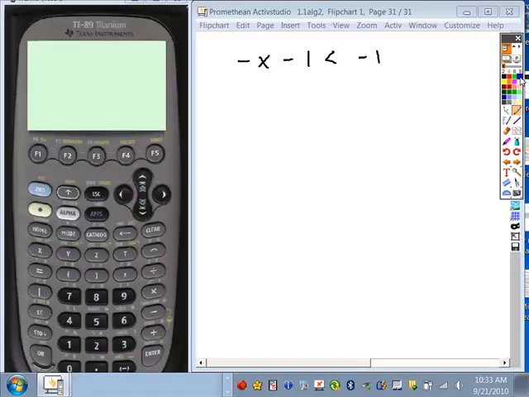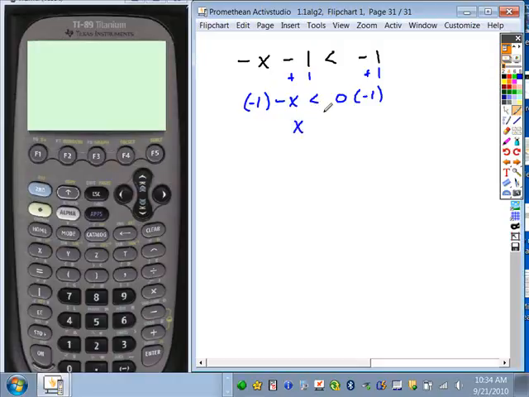All right, so if you're solving this inequality, what are you going to do first? Add 1 to both sides. We get -x is less than 0. And now to get x completely alone, what do we need to do? Right. Okay, so if you multiply or divide by a -1, what do we have to do to this inequality symbol? Switch it, and 0 times -1 is 0. Okay, so here is our inequality.